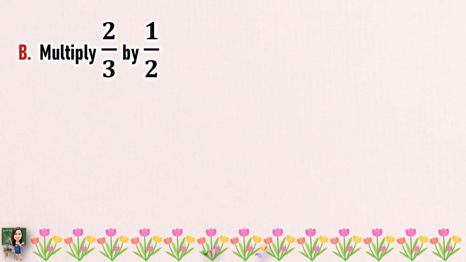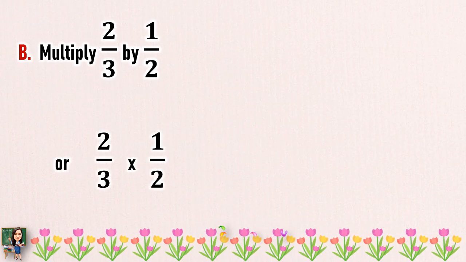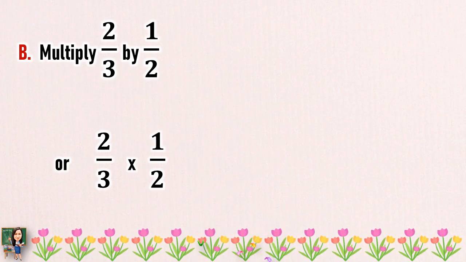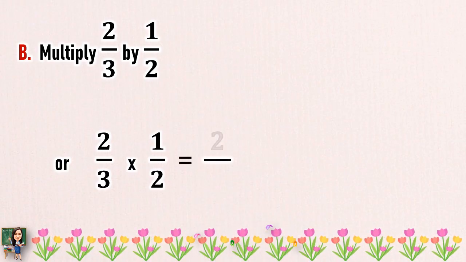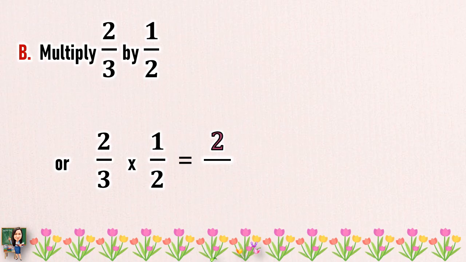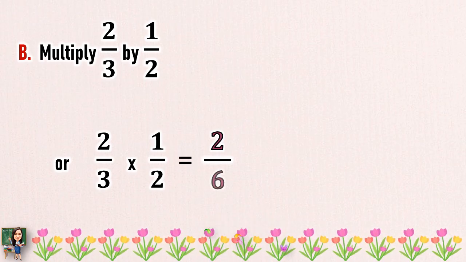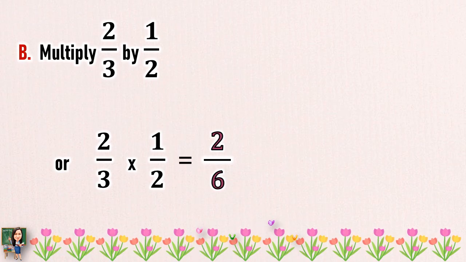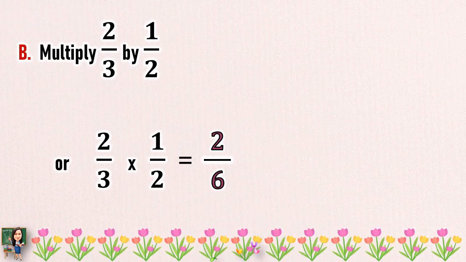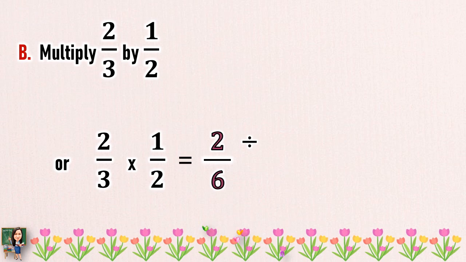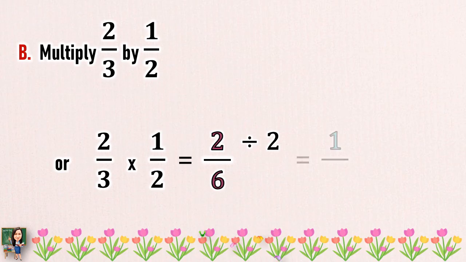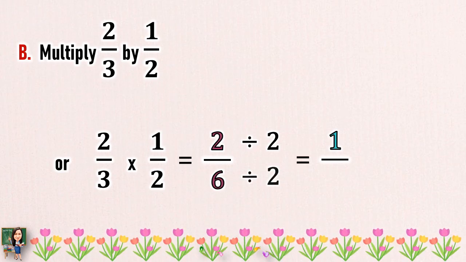Letter B. Multiply 2/3 by 1/2, or 2/3 times 1/2. First, multiply the numerators. 2 times 1 equals 2. Then, multiply the denominators. 3 times 2 equals 6. 2/6. Then, simplify 2/6. Get the lowest term. First, we have to find the GCF of 2 and 6. So, the GCF is 2. 2 divided by 2 equals 1. And 6 divided by 2 equals 3. The answer is 1/3. Now, let us use a model.